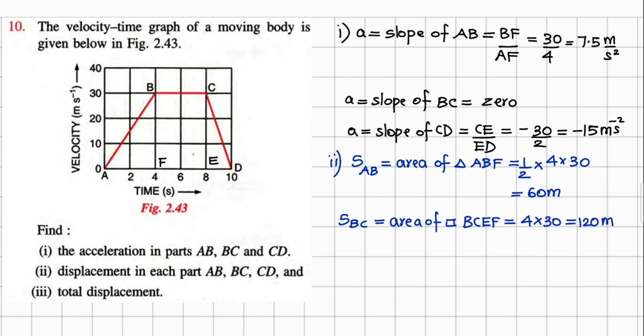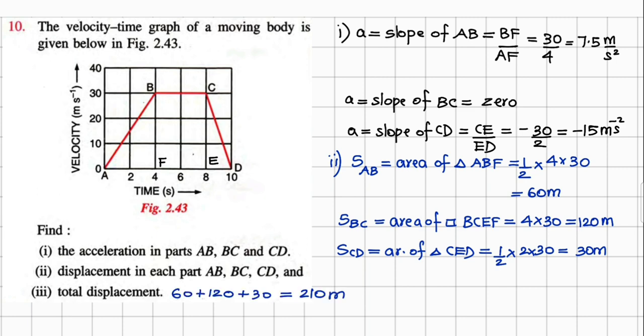And for part CD, it will be the area of triangle CED, that is half into base, that is 2, height is 30, so the answer is 30 meters. And the last part of the question, they are asking what is the total displacement. Add all of them, that turns out to be 60 plus 120 plus 30, that is 210 meters.